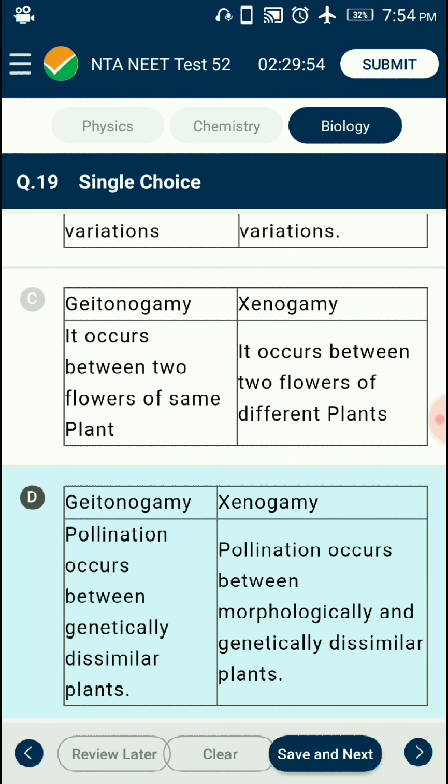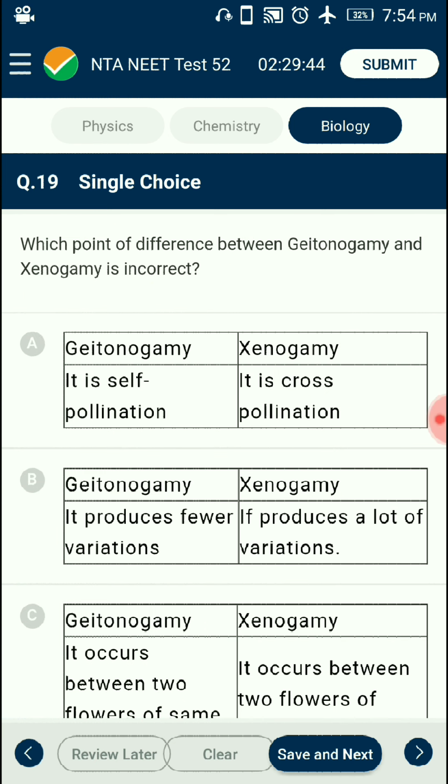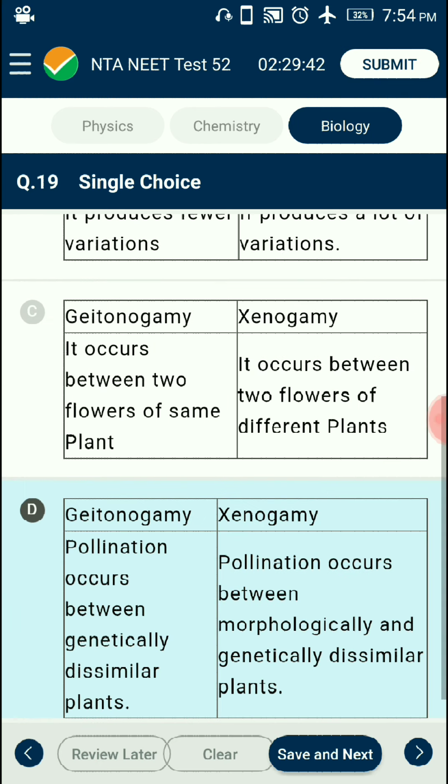Geitonogamy, pollination occurs between genetically dissimilar plants. Xenogamy, pollination occurs between morphologically and genetically dissimilar plants. So that is the incorrect one about geitonogamy and xenogamy.